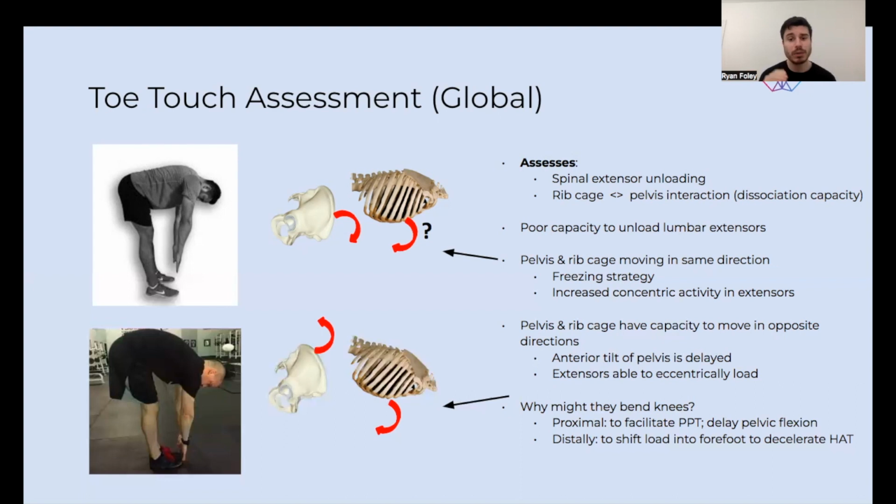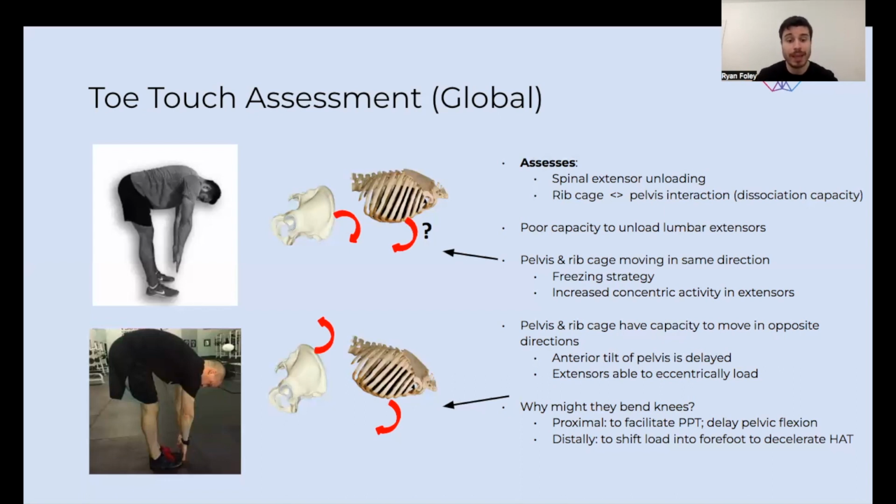Because if the pelvis flexes forward too early during the toe touch, and again, it will flex later in the toe touch, but early on we want it to delay its forward flexion. If it flexes early, it's going to reduce the ability of the lumbar extensors to relax their anti-gravity function. Again, this is not necessarily a bad thing, but we want the pelvis to have the capacity. There's a big difference between having the capacity to do something and always expressing it during real-world movement. We just want it to have the capacity to delay its flexion, which allows for a dissociation between those segments.